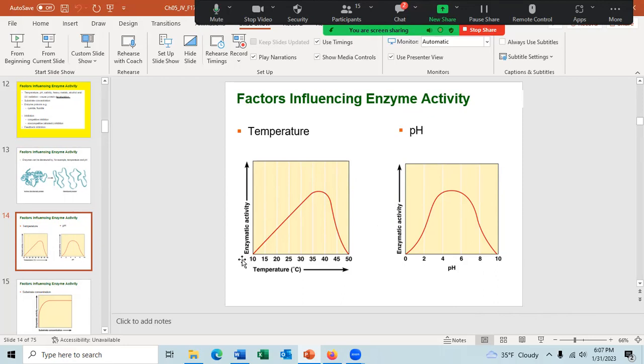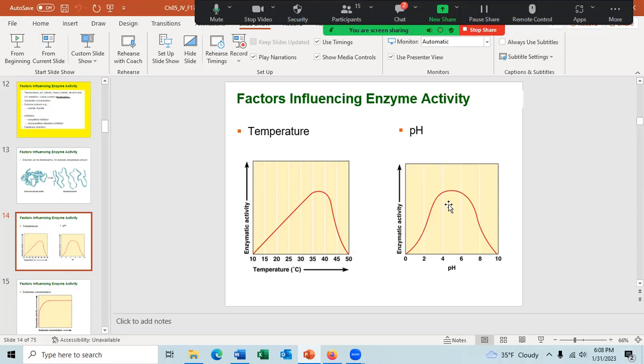When the enzyme's at less than 10 degrees Celsius, 0 is when water freezes. And then at 50 degrees Celsius, the enzyme will not have any activity.